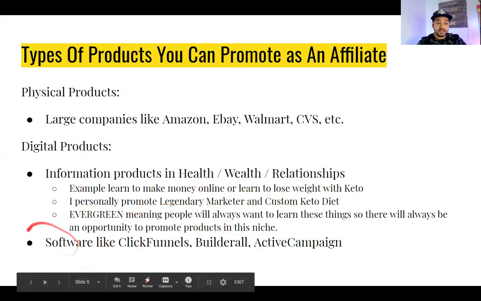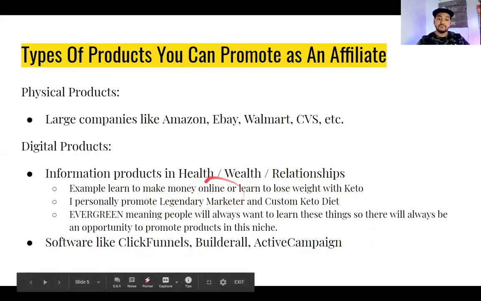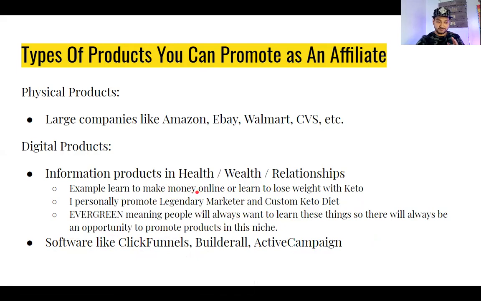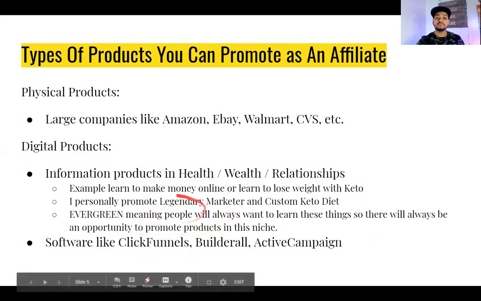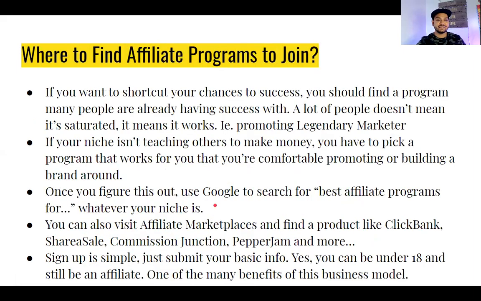You can also promote software, like ClickFunnels, Builderall, ActiveCampaign, GetResponse, AWeber, and Facebook Messenger tools. There are a lot of things you can promote on the back end. But for the front end, Legendary Marketer is a cool way to promote, because once people buy from your link, you'll get $1,000. That's a good thing, and it's beginner friendly also.